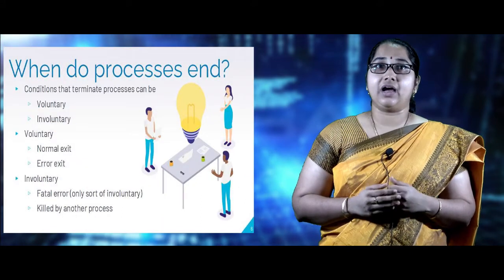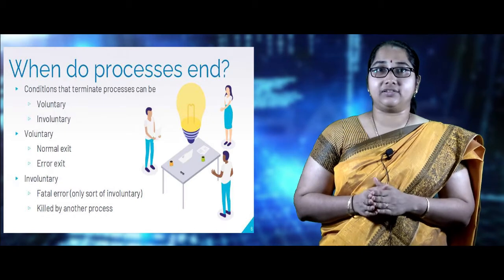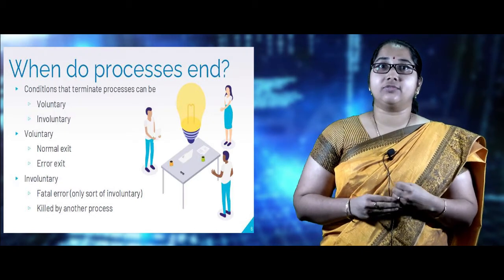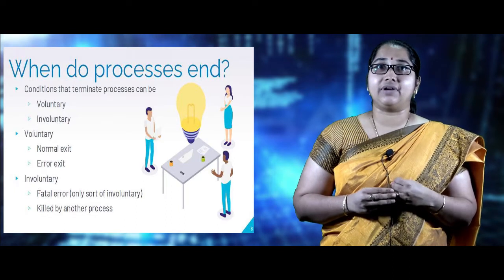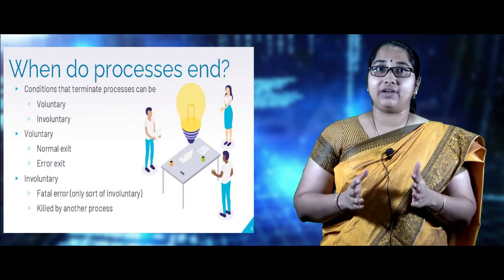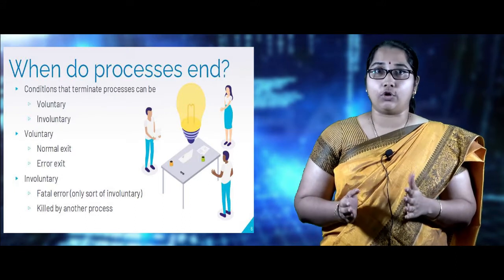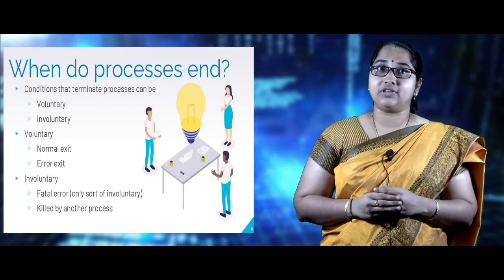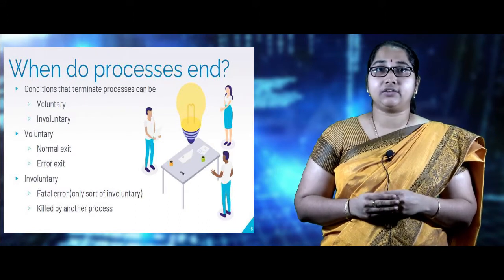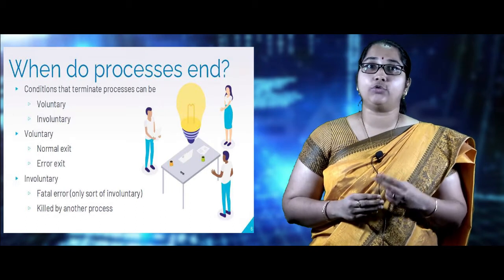Now let us see how a process terminates or ends. A process can terminate or end based on two conditions. One is voluntarily and the second one is involuntarily. A process terminates voluntarily whenever it terminates on its own, and whenever a process is terminated forcefully, it is called involuntary termination. Voluntary termination can be of two types.